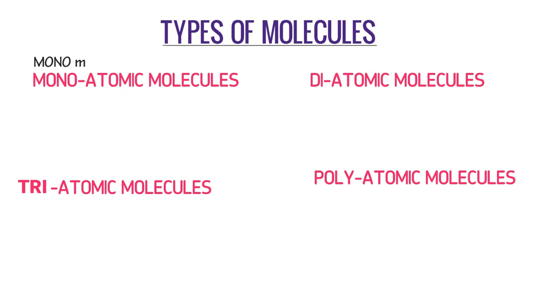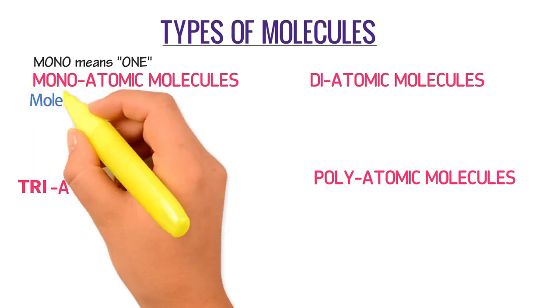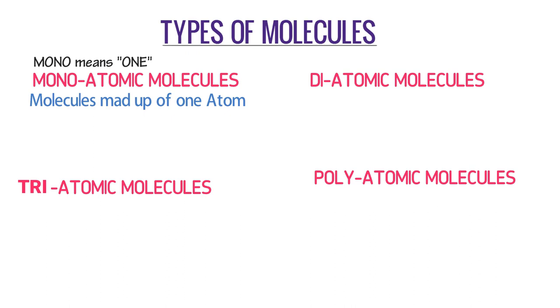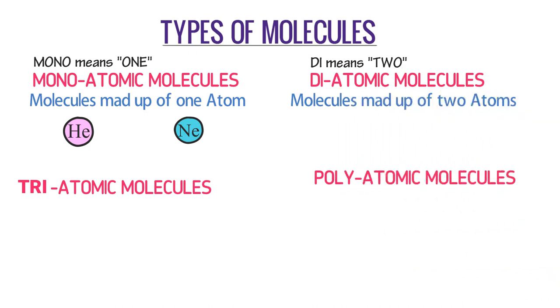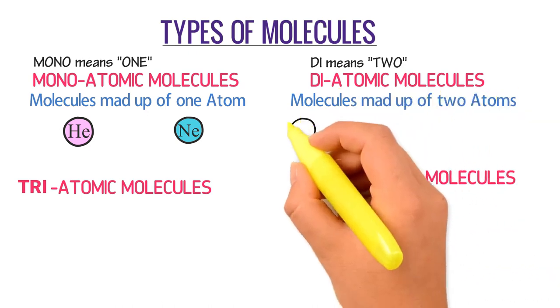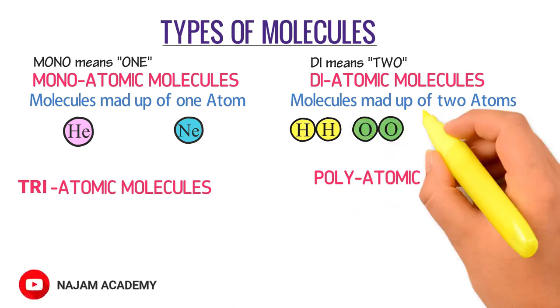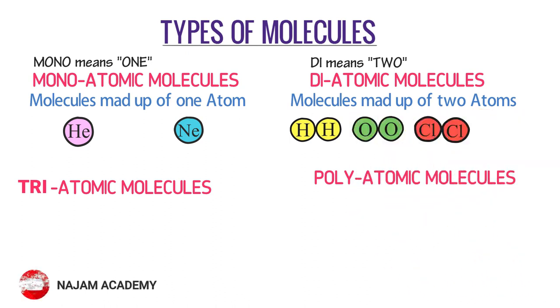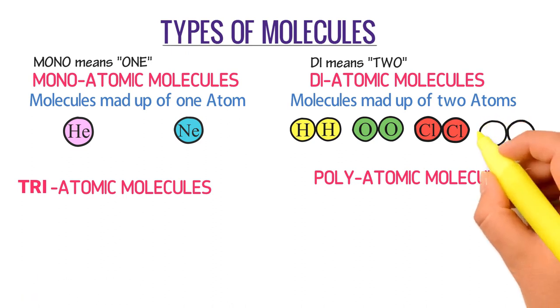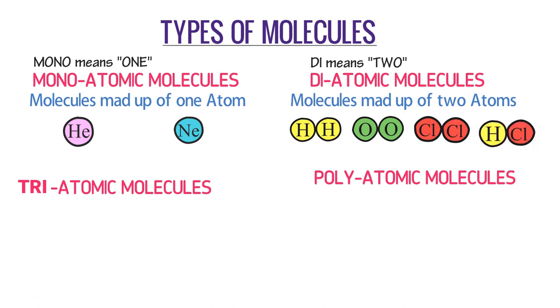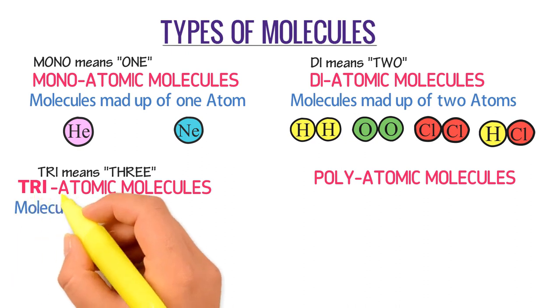Well, the word mono means one. Monoatomic molecules are made up of only one atom, for example, helium, neon, argon, etc. The word di means two. Diatomic molecules are made up of two atoms, like hydrogen molecule H2, oxygen molecule O2, chlorine molecule Cl2, and hydrochloric acid HCl.